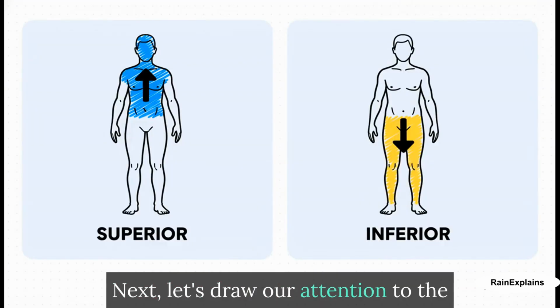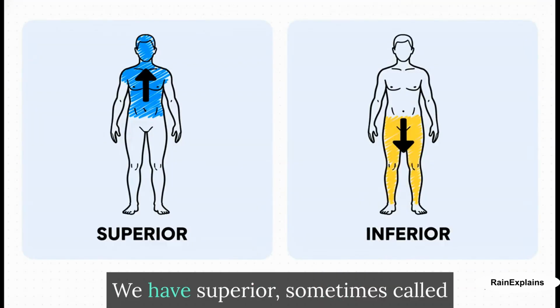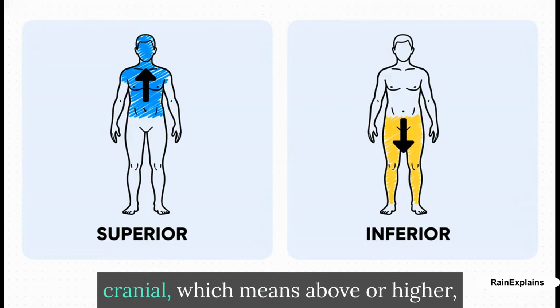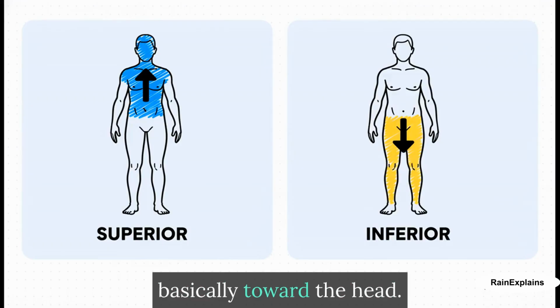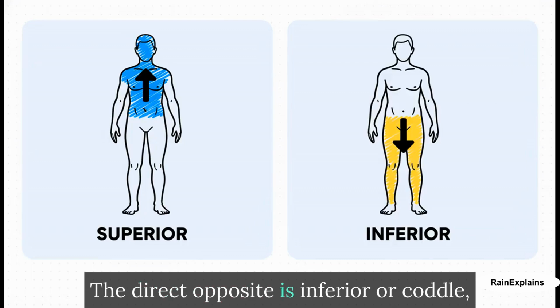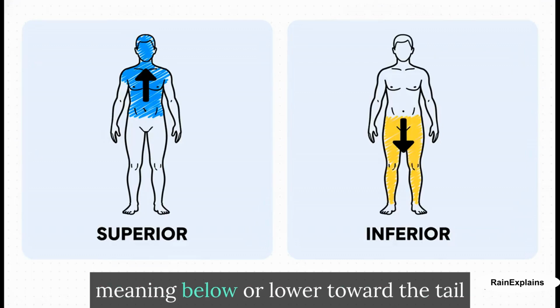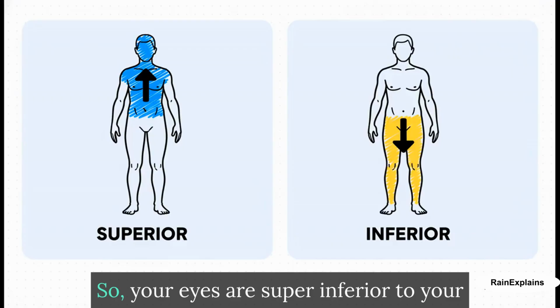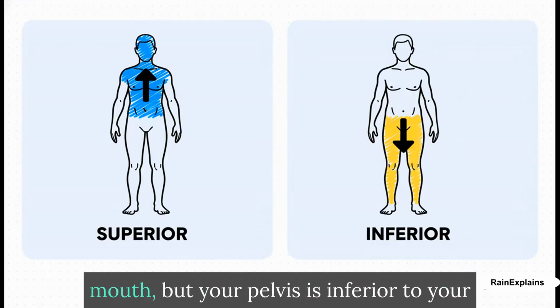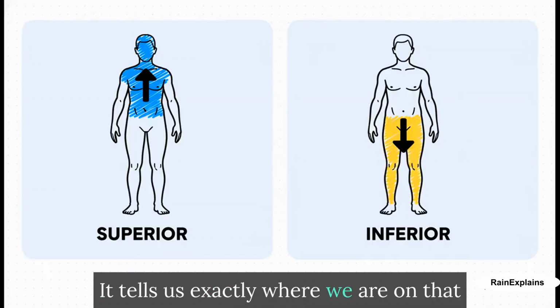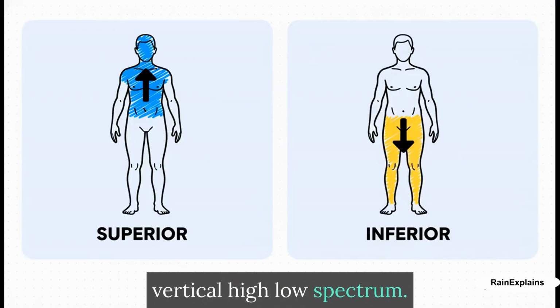Next, let's draw our attention to the vertical axis. We have superior, sometimes called cranial, which means above or higher, basically toward the head. The direct opposite is inferior, or caudal, meaning below or lower, toward the tailbone. So your eyes are superior to your mouth, but your pelvis is inferior to your abdomen. It tells us exactly where we are on that vertical high-low spectrum.